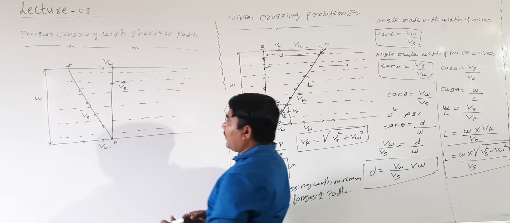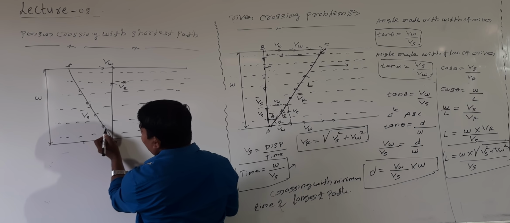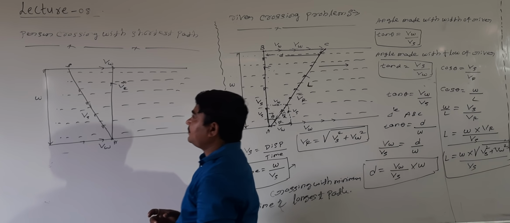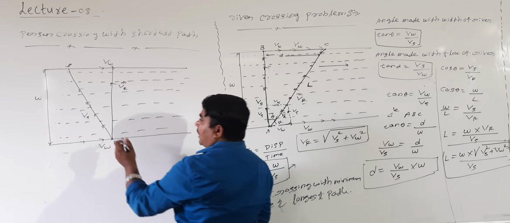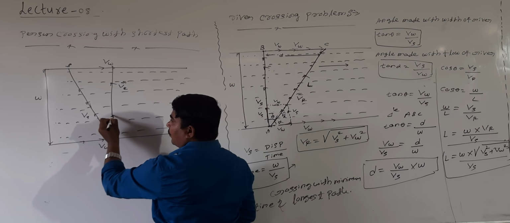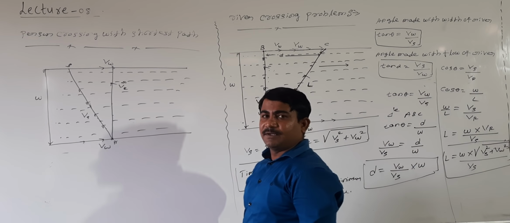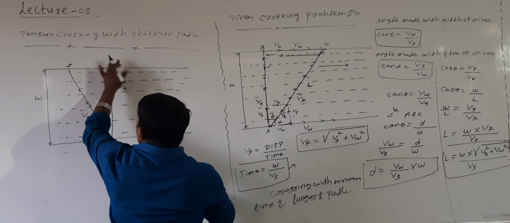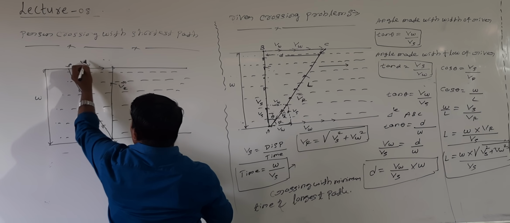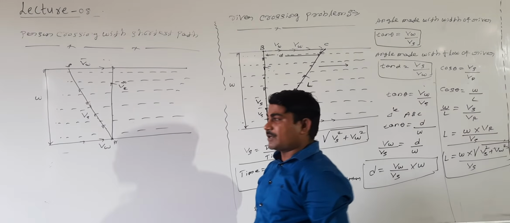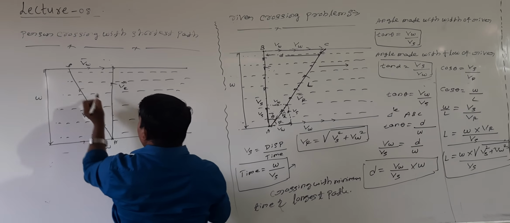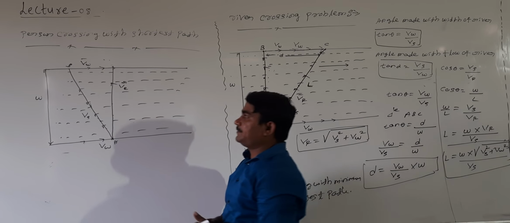When the person reaches this point, due to the flow of the river, he may shift here. Again, when the person is here, he may shift here due to the flow. This is nothing but VW. Are you following? This is the VW, in this direction. Look at me. What about the resultant? This we are calling the resultant.